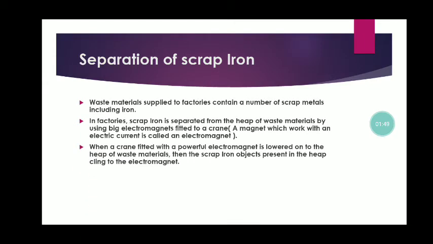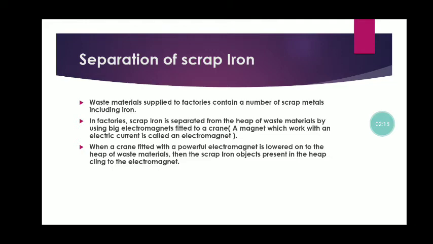Now, separation of scrap iron. Waste material supplied to the factory contains a number of scrap metals including iron, which is called scrap iron. In a factory, scrap iron is separated from the heap of waste material by using a big electromagnet fitted to a crane. A magnet which works with an electric current is called an electromagnet.